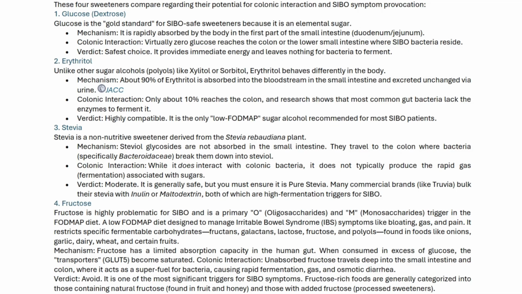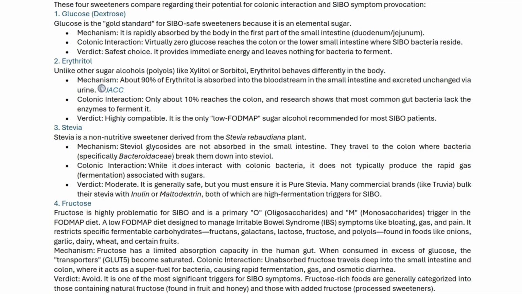Stevia, derived from the Stevia rebaudiana plant, contains steviol glycosides that are not absorbed in the small intestine. Instead, they reach the colon where they are broken down by specific bacteria. While stevia does interact with colonic bacteria, it typically does not cause rapid fermentation. However, it is essential to choose pure stevia, as many commercial brands may contain high fermentation additives, leading to moderate compatibility.